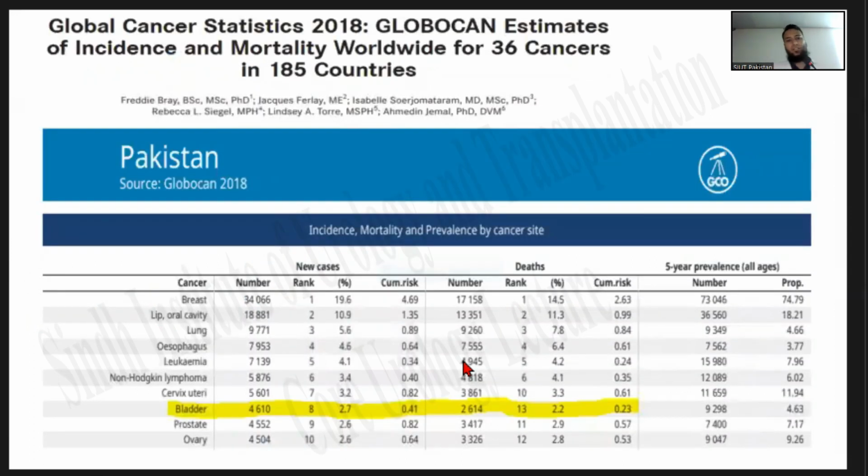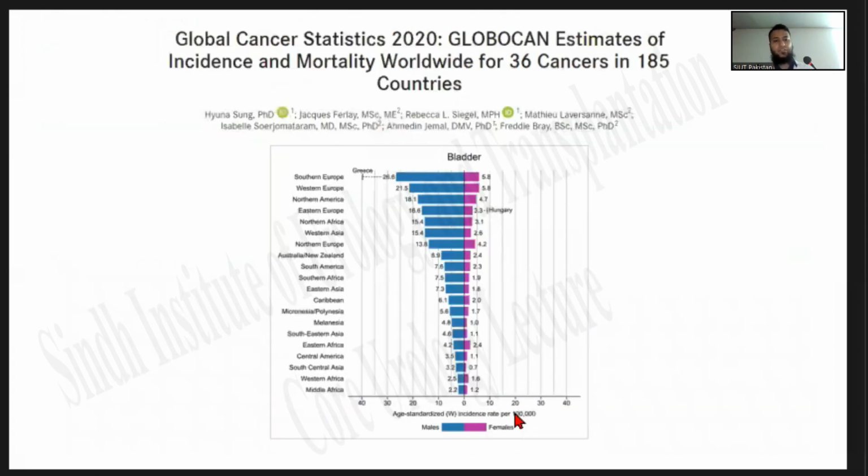In 2018 international data showed Pakistan's bladder cancer burden at rank number 8, and now in 2020 it has reached rank 10. More than approximately 50,000 cases are diagnosed per year, and the average death rate is 0.4%. Here is the worldwide distribution, with more cases in the Americas and fewer in Asia.